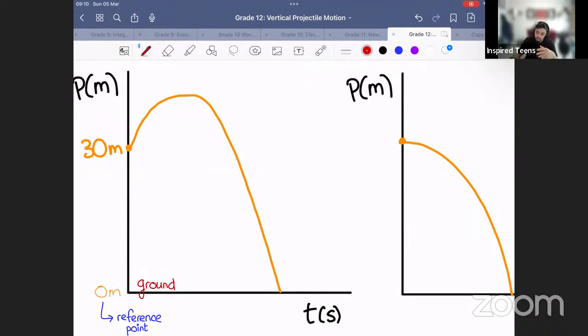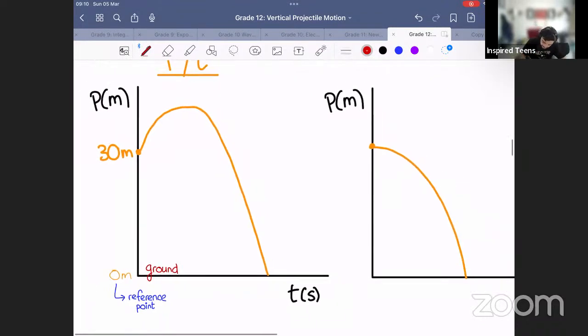So in this case, we can see that on the onset, when time is equal to 0, at that point there, the ball is 30 meters above the ground. 30 meters from reference point, which is the ground in this case. And then it moves further away from the ground, and then starts going closer and closer towards the ground. Now, again, remember in projectile motion, we said that it goes straight up, and then it goes straight down. That's why it's called vertical, because there's no horizontal motion whatsoever.